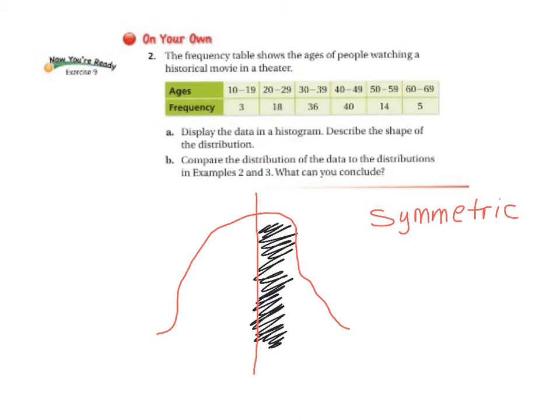And so that took care of part A. Then it says compare the distribution of the data to the distributions in examples 2 and 3, and what can we conclude? So we can say that in examples 2 and 3, the data was skewed left and right in both of those examples. If we look at the ages, we can see that in this example, our audience is older. So the historical movie has the older audience.